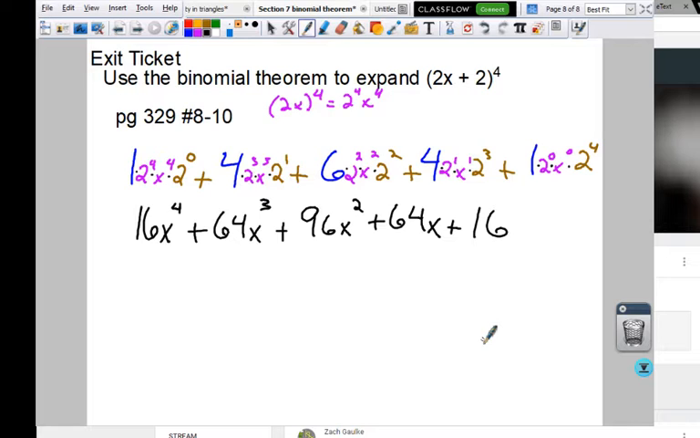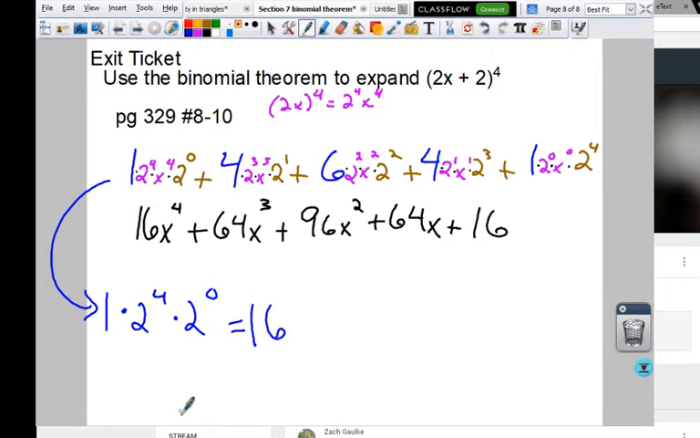So, as you guys go through this, if you're not sure what your big number here is, plug each piece into Desmos. So this part right here is 1 times 2 to the 4 times 2 to the 0, right? Plug that whole thing into Desmos and you get 16. Yeah, you can plug the whole thing into Desmos.